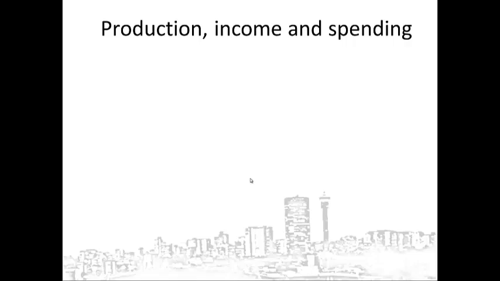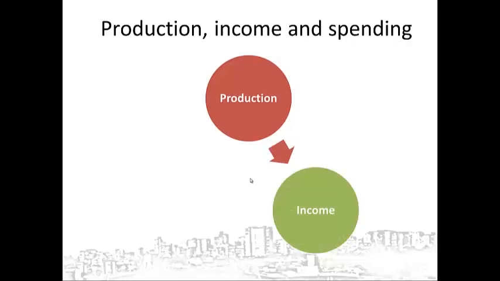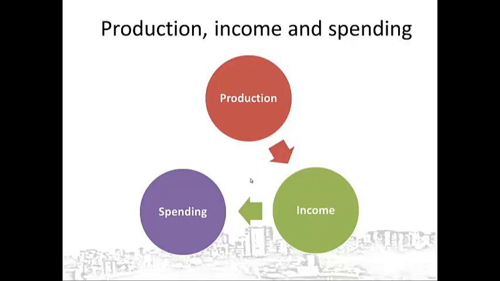Let's talk about production, income, and spending. When producers produce goods and services, they employ factors of production, such as labor. The amount that they pay to the factors of production is the cost of production. Therefore, the rand value of production will be equal to the rand value of income received by all the factors of production.